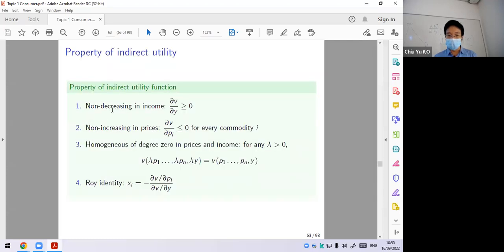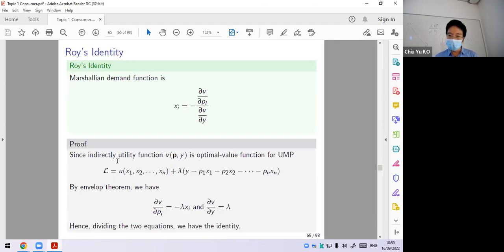As I said, I don't think I need to prove 1, 2, and 3. Just go to the 4. The proof is not complicated. Because V is the optimal value, we just use the envelope theorem. We differentiate with respect to p_i, it is lambda times x_i. You differentiate with respect to y, it is lambda. So you divide, and you get this. It comes directly from the envelope theorem.